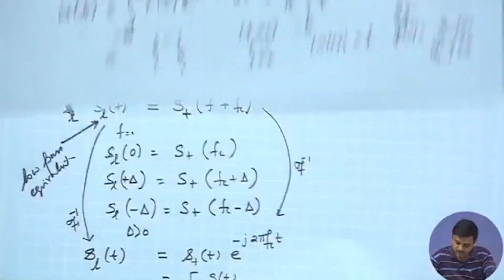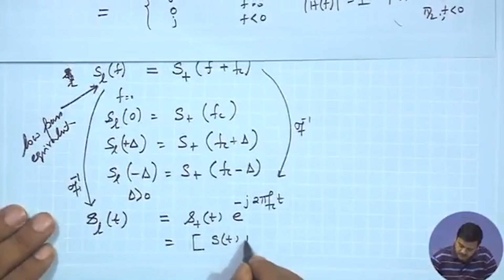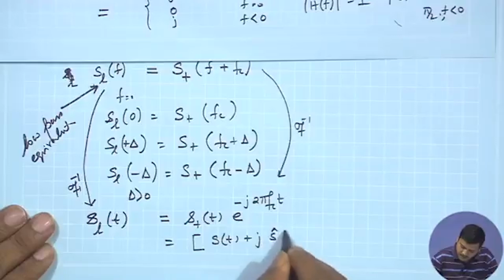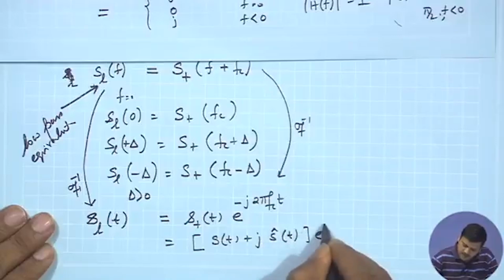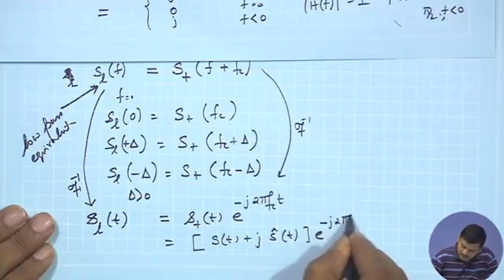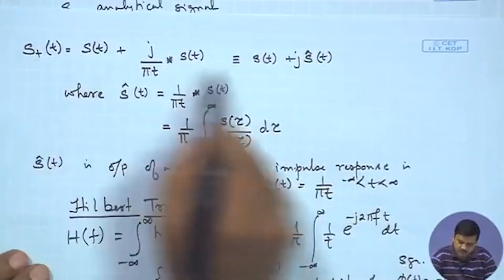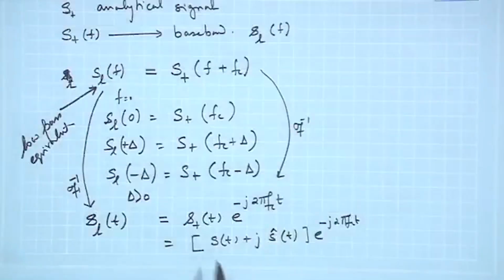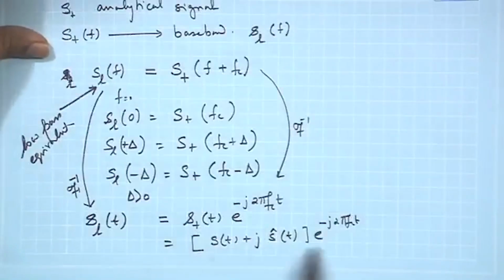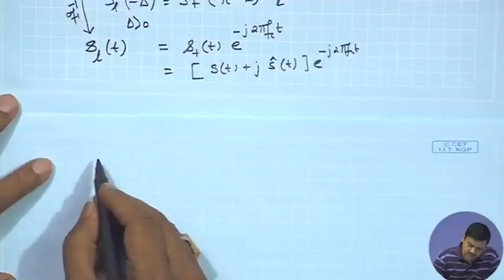S of t plus j S cap of t, times e to the power of minus j 2 pi f_c t. Simply we have replaced S_plus of t with this expression, and we have got this expression. So, what we can see here is that S_L of t is in general complex.